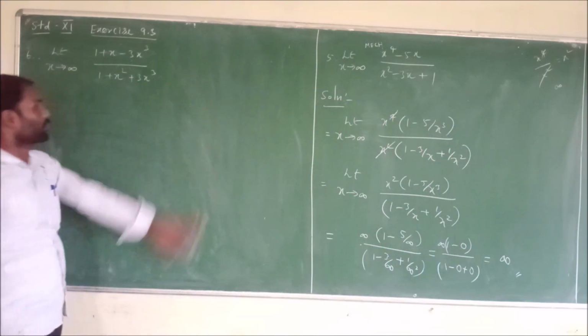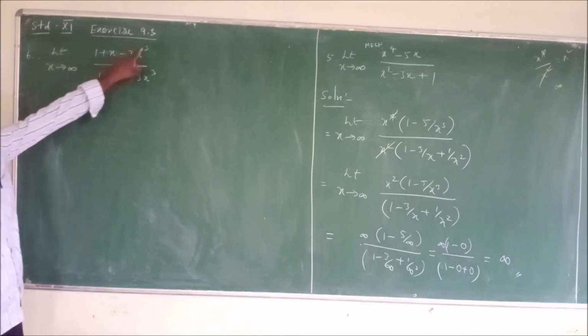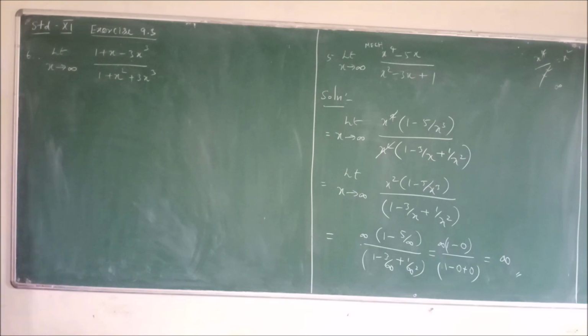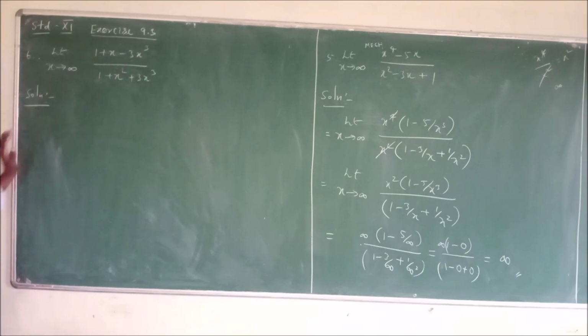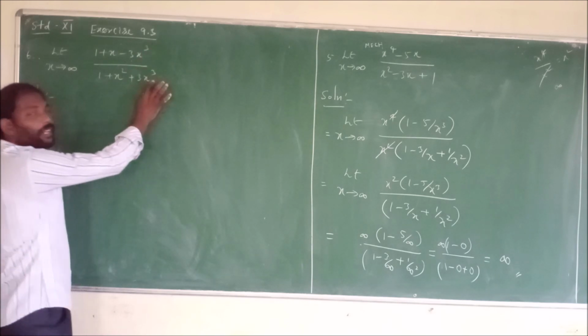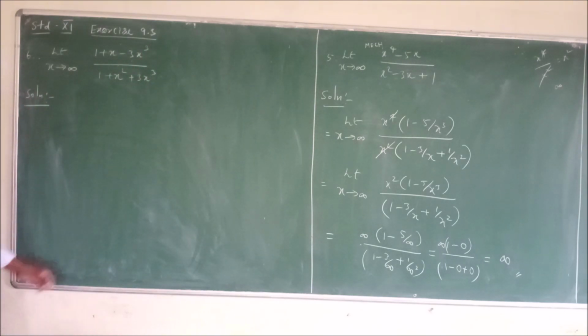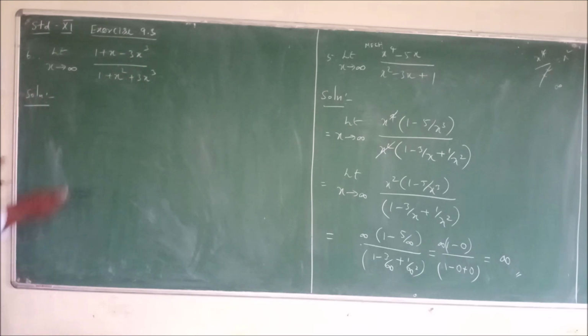Now let's solve the sixth problem: limit x tends to infinity of (1 plus x minus 3x cube) by (1 plus x square plus 3x cube). We check the degrees for the given problem. Both are equal, x cube and x cube. When the degree of numerator and degree of denominator are equal, then the limit value is the ratio of the coefficients of x cube. So how to find the coefficient of x cube?